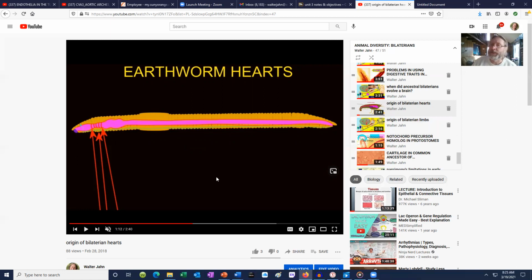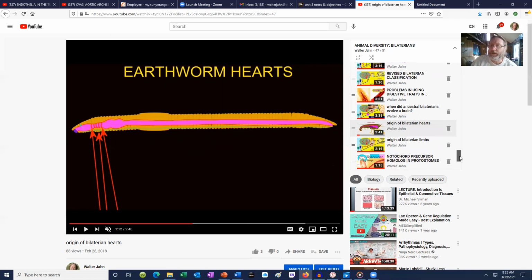Some worms have just very simple circulatory systems. They might just have one blood vessel that goes one way, and it's linked to the other blood vessel that comes the other way, and that's the circulatory system. And so in invertebrates, we see these.